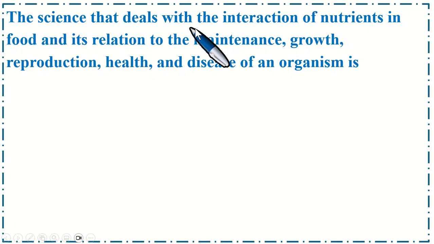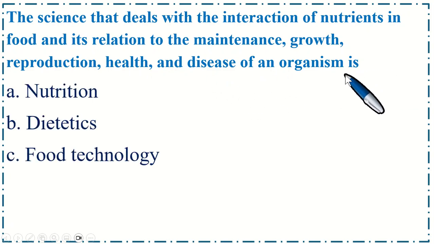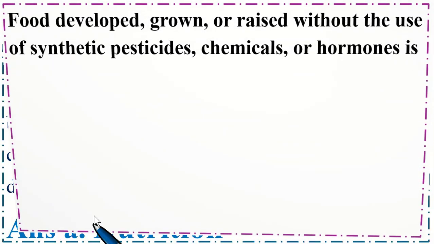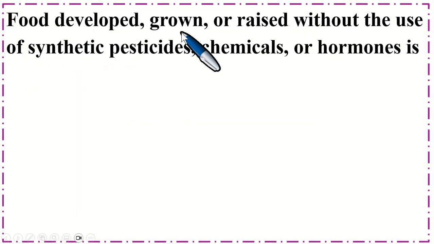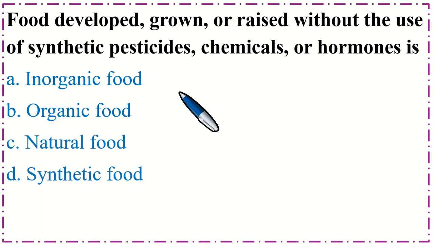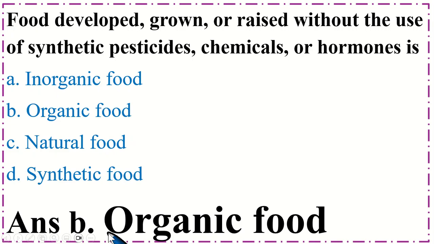The science that deals with the interaction of nutrients in food and its relation to the maintenance, growth, reproduction, health and disease of an organism is... Correct option is A, nutrition. Food developed, grown or raised without the use of synthetic pesticides, chemicals or hormones is... Correct option is B, organic food.